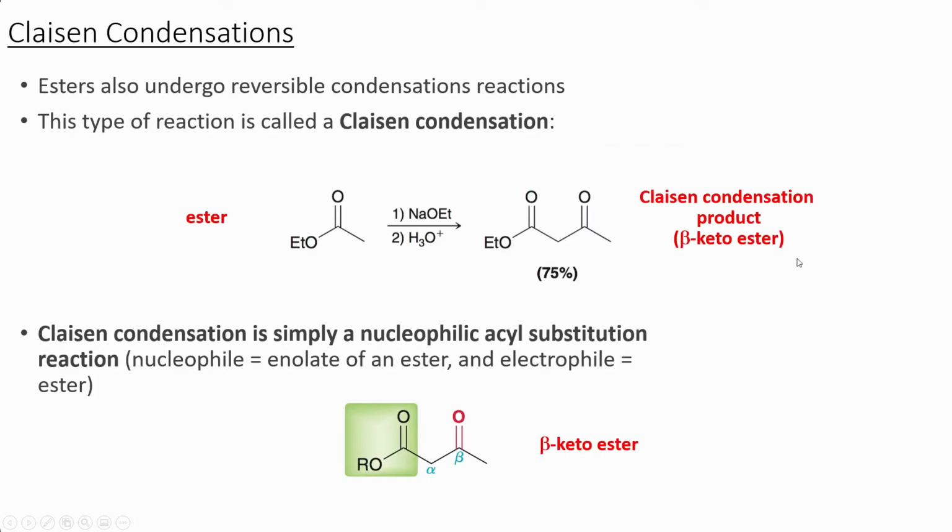The next reaction we will look at is the Claisen condensation. The Claisen condensation is very similar to the aldol condensation, except instead of using a ketone or aldehyde as a starting material, we're going to use an ester. It's a nucleophilic acyl substitution reaction where the nucleophile will be the enolate of the ester and the electrophile will be the ester. So it's quite analogous to an aldol reaction. And the product for this will be a beta keto ester.